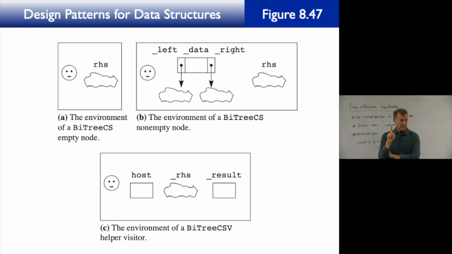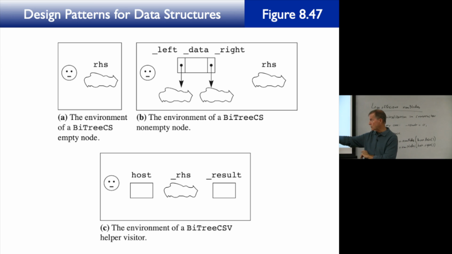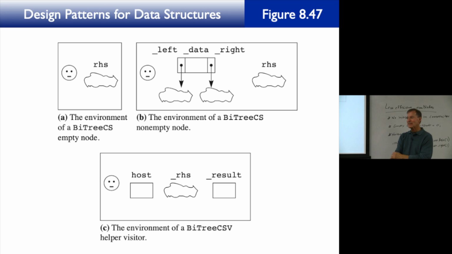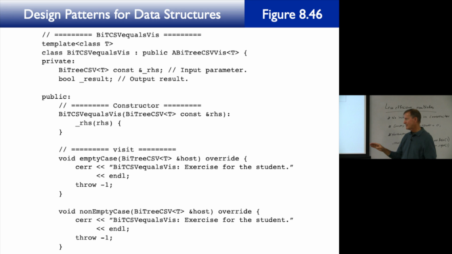So what we have is host. Where does that come from? The environment consists of parameters and attributes. Is that host a parameter or an attribute? It's a parameter. Host is a parameter. And underscore RHS, we just looked at the code, is the attribute. And then we also have underscore result that we have to deal with.